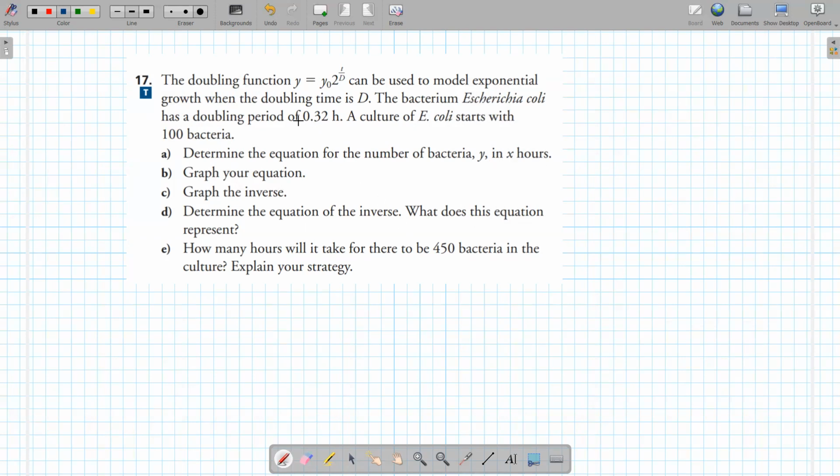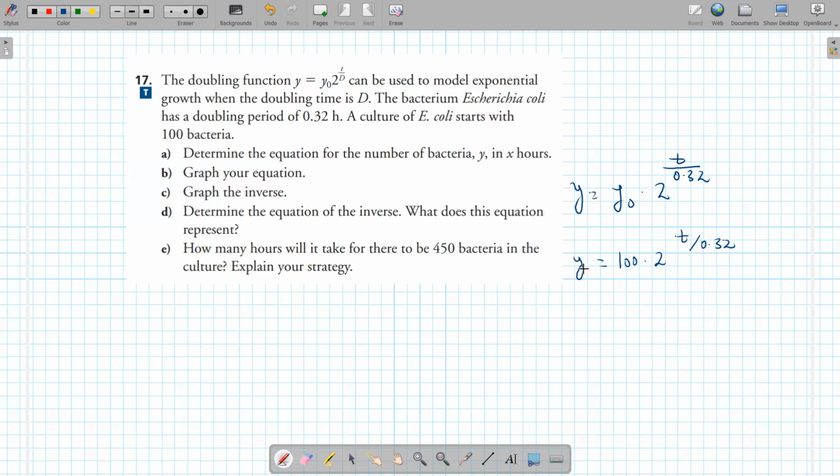So it has a doubling period of 0.32 hours. This is our equation. Y I am assuming is the final count. Y0 is the initial count. T is the time that has passed, and D is the doubling time. So in this case, it's going to be T over 0.32. And there were 100 bacteria to begin with. So which one of these values is 100? Y or Y0? Y0, yeah, Y0 is 100. So we have 100 times 2 to the power of T over 0.32.